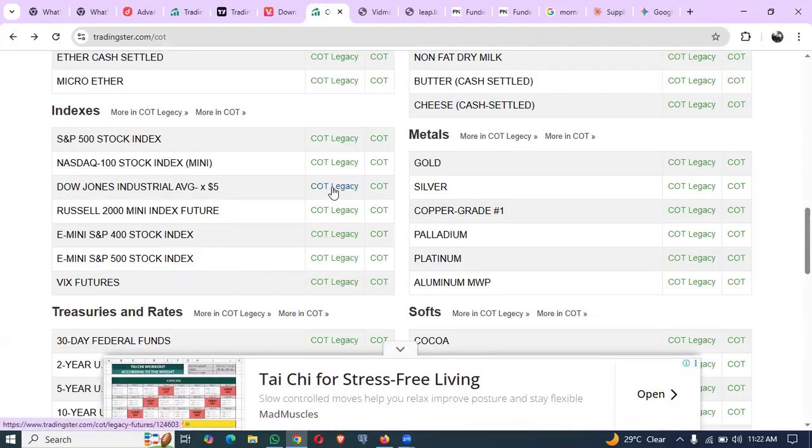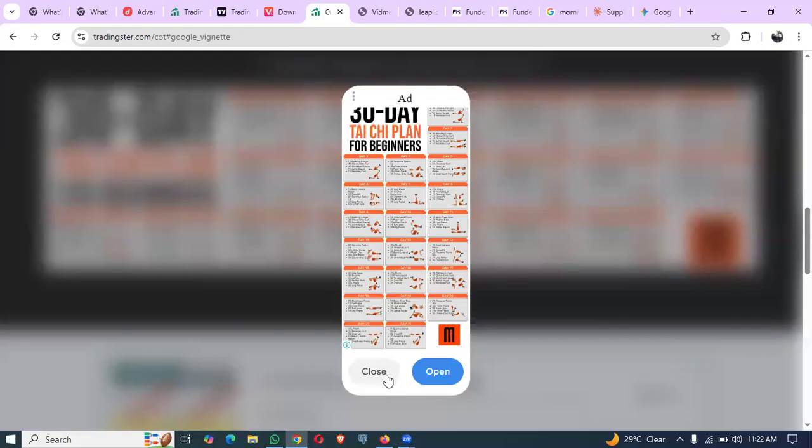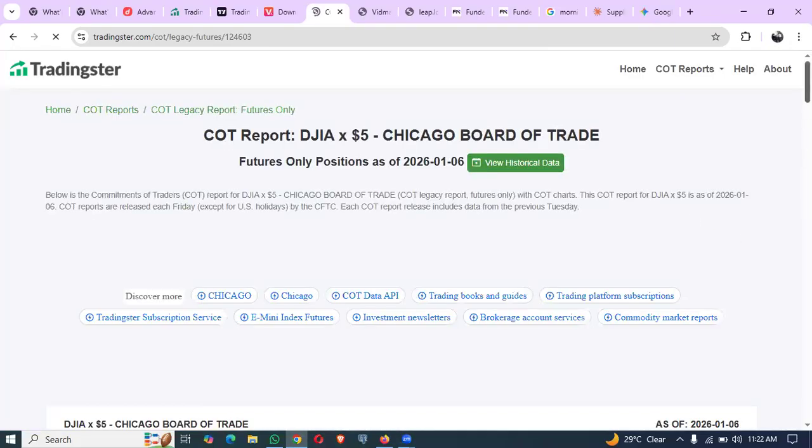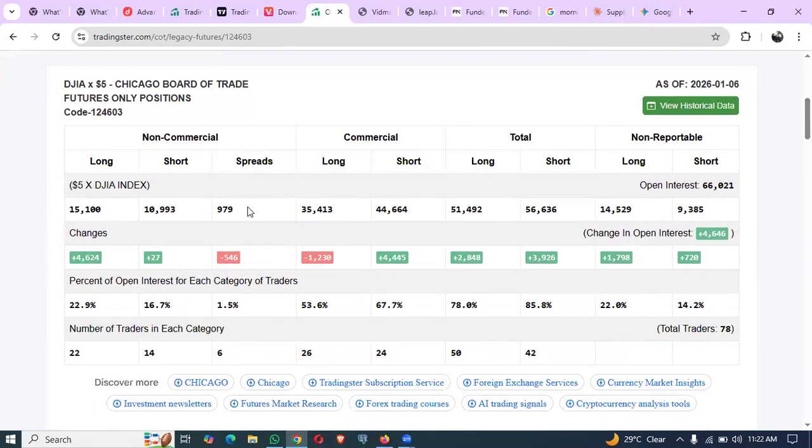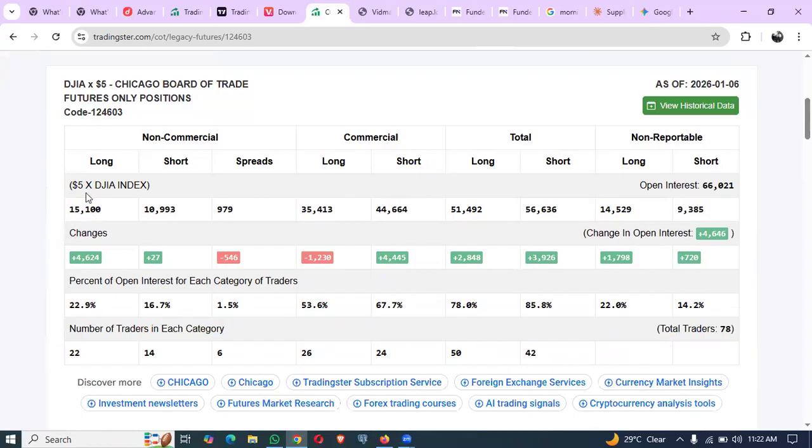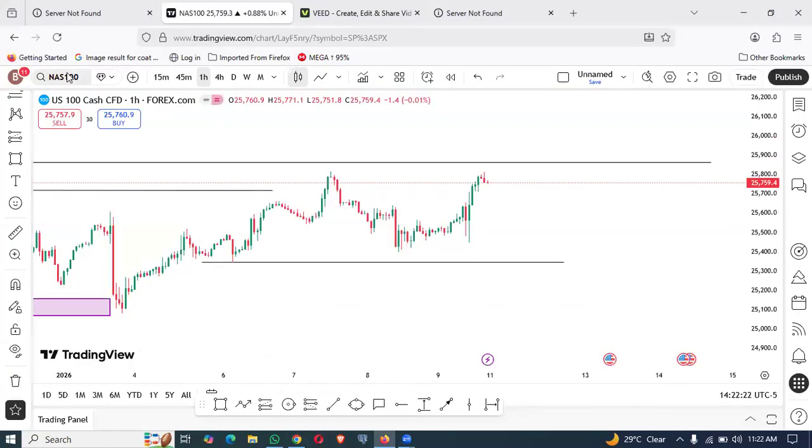Let's check for Dow Jones. That's US 30. The same thing, COT legacy. You go down and check. Everything supports the longs, 15K points, 10K. They added 4K to the longs. So US 30 technically now should be bullish. So let's check the chart and let's see.